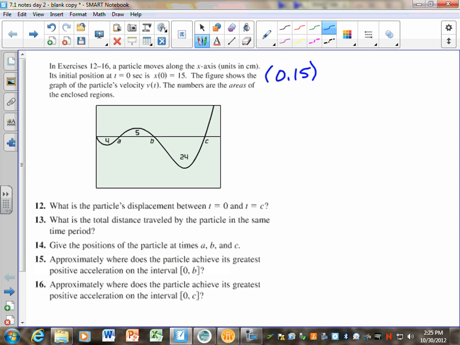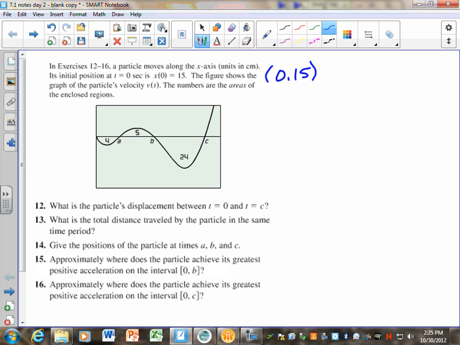So there's not a lot to do here, but I do want to recommend that when you're doing these problems, besides just giving me the answer, show me what you're actually doing. Show me the calculus of it. And so that's why I wanted to go over this with you. So number 12 says, what is the particle's displacement between time equals 0 and time equals c?